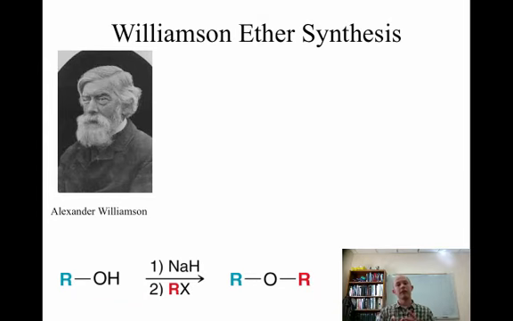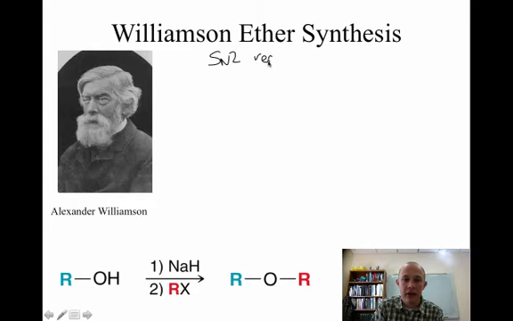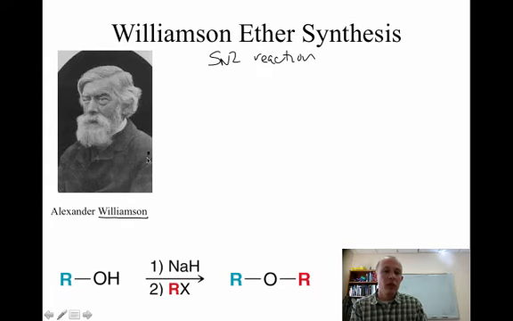Okay, so how do we make ethers? We're already familiar with these reactions. Williamson ether synthesis is a fancy way of saying SN2 reaction. Right? We know how to make ethers. It's just that we haven't explicitly thought about this before. The Williamson ether synthesis was invented, of course, by a dead German guy by the name of Williamson.